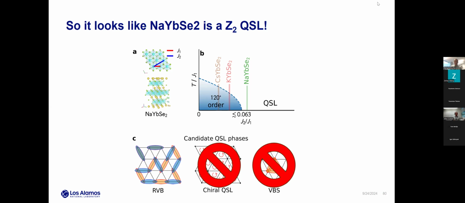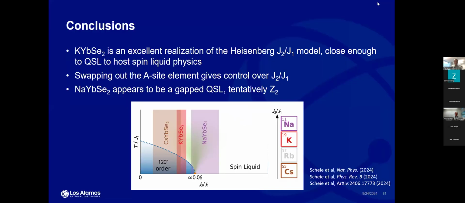All right, so with this, we can go on to the conclusions. Next slide. They are the three points that I gave to you at the beginning, and hopefully now you understand the reasoning behind why we say these. The first is potassium ytterbium selenium-2 is an excellent realization of the Heisenberg triangular lattice model with a second neighbor exchange, and is close enough to a quantum spin liquid to host spin liquid physics.